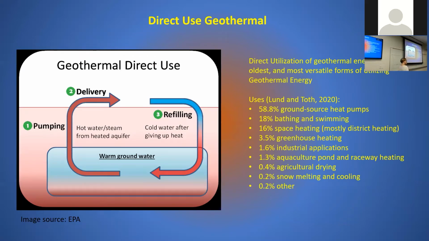Okay, direct use. Hot water, hot springs. How many of you sat in a hot spring? It's the oldest and most versatile form of using geothermal energy. Ground source heat pumps. Basically, you're taking groundwater, moving it to somewhere where you actually use it, and then you reinject your cold water. That's the basics of ground source heat pumps.